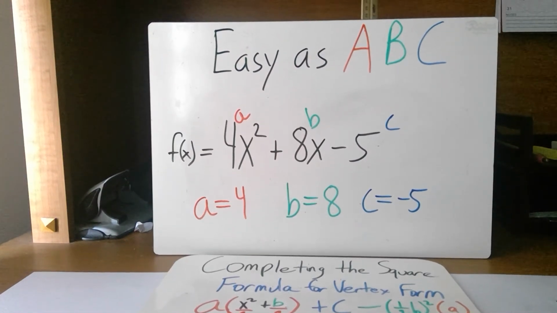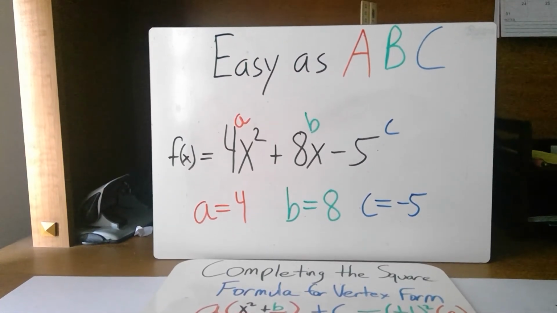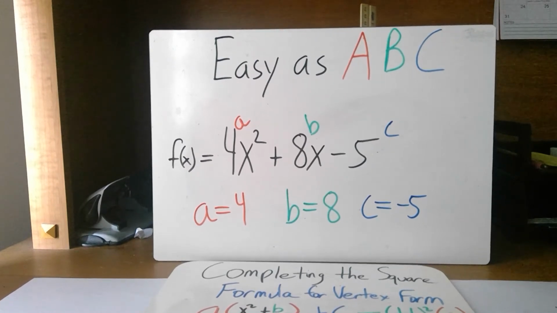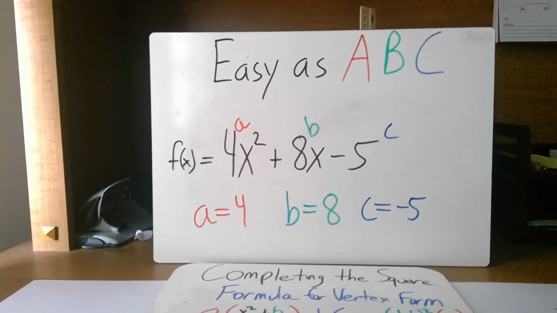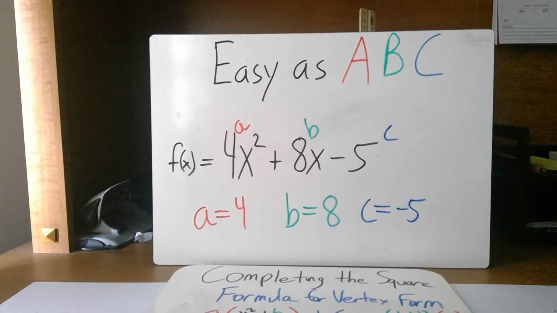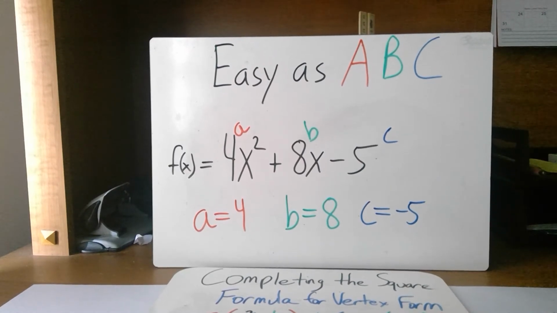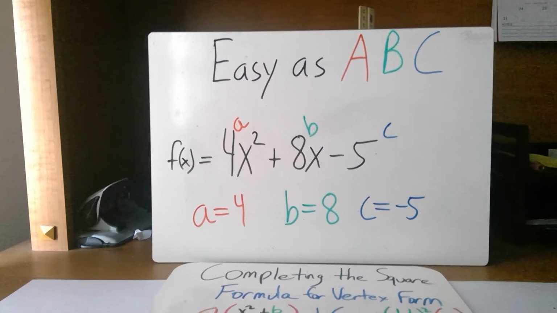We're back again, easy as ABC with Mr. Conyer. We are looking at trinomials in standard form. The leading coefficient is greater than 1, and we want to change this to vertex form. Well, I know A is 4, I know B is 8, and I know C is -5. That's all I need because this is easy as ABC.